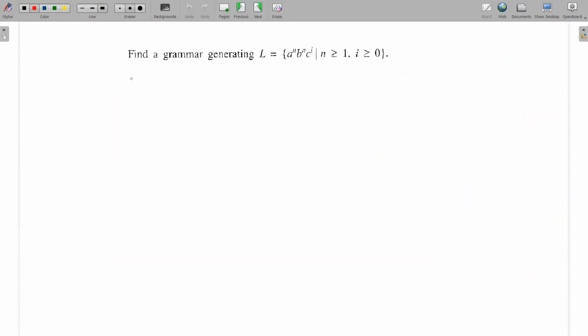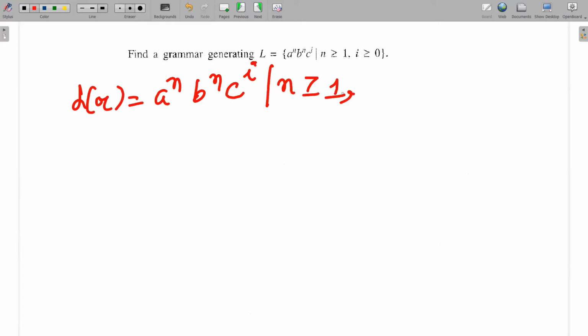Fine. Now, the next question that is given to us says that the language is generated as A^n B^n C^i, where n is greater than or equal to 1, meaning n must be present, and i is greater than or equal to 0.